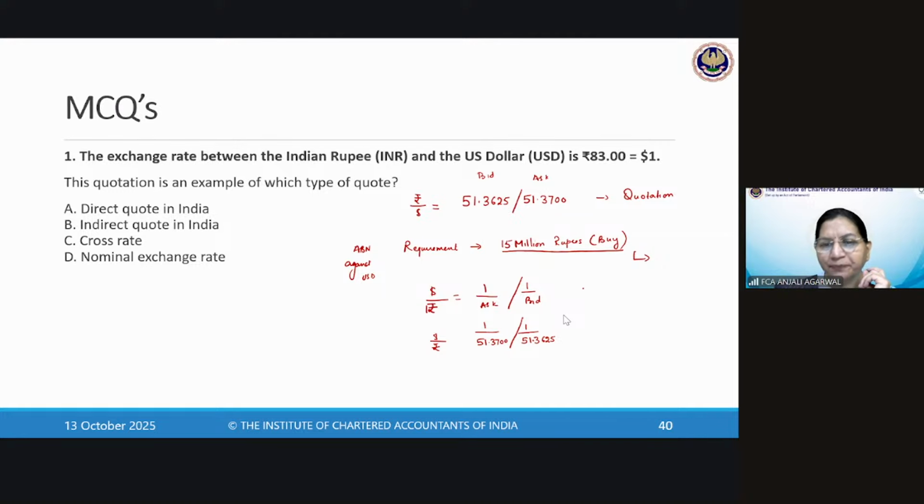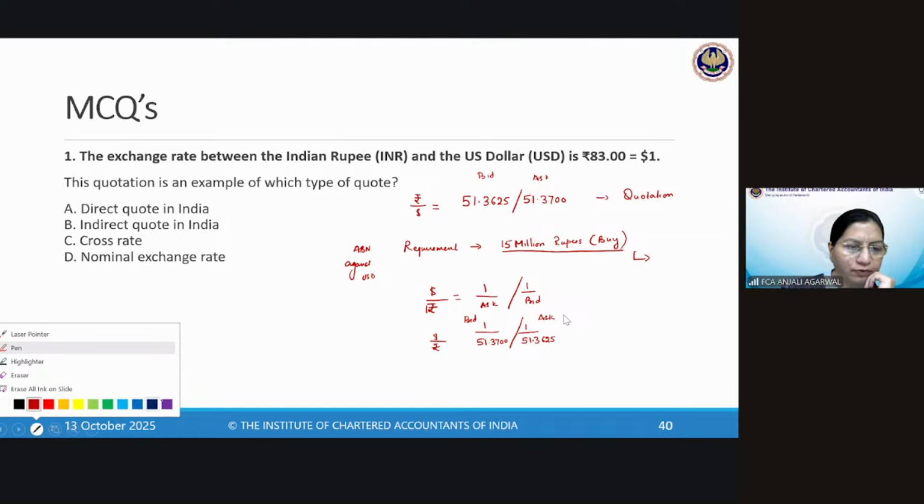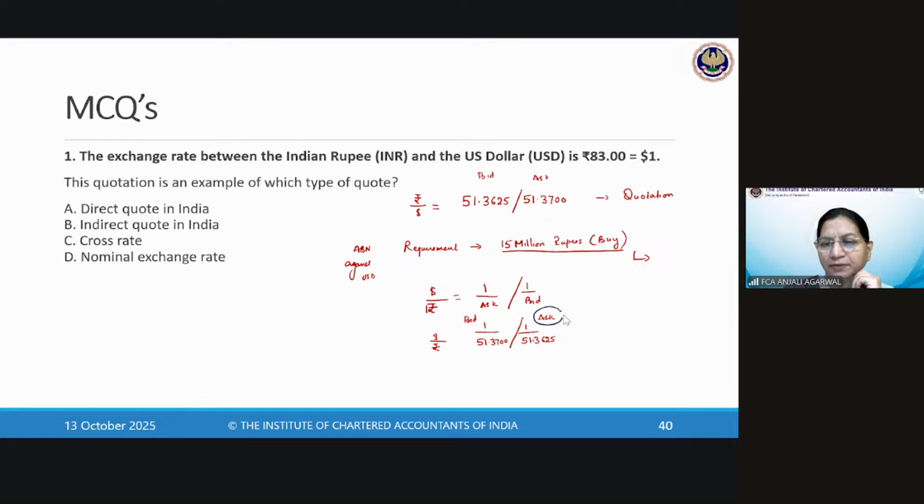Now buying rupee, which rate will be applicable? You are buying rupee. So bid will be applicable or ask? When you want to buy things, you have to pay the higher price. Ask. So this rate will be applicable. Use this rate and multiply it by 15 million. Clear. That is the number of US dollars ABN AMRO Bank will have to pay.